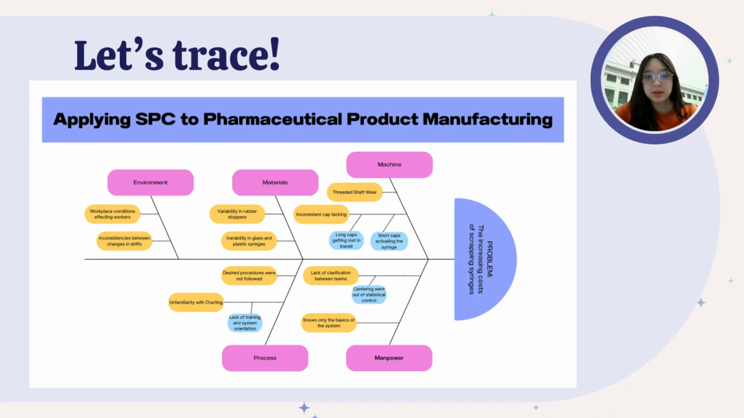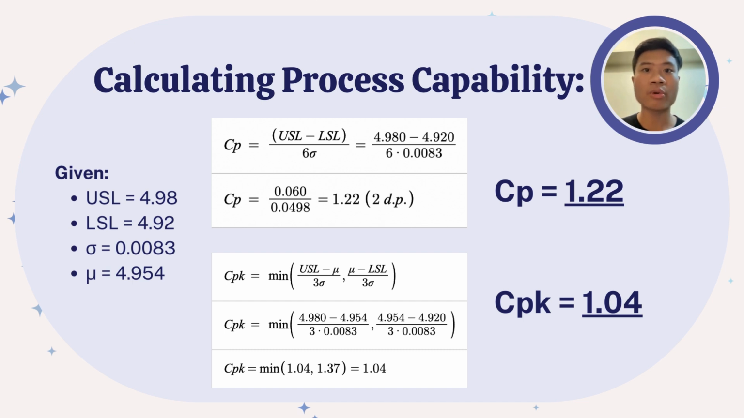Identify that the main problem is the increasing cost of scrapping syringes, and this is caused by the environment, materials, machines, processes, and manpower. This diagram shows the relationships between problems and its subproblems. For example, manpower has two causes: lack of clarification between teams and only some of the workers knowing the basics of the system. Additionally, it is possible for these sub-causes to have an underlying sub-cause, such as the centering going out of statistical control.